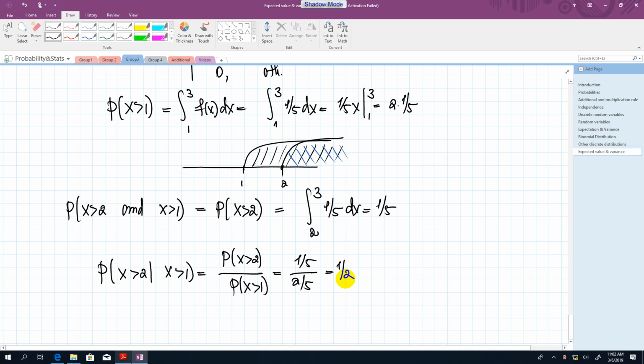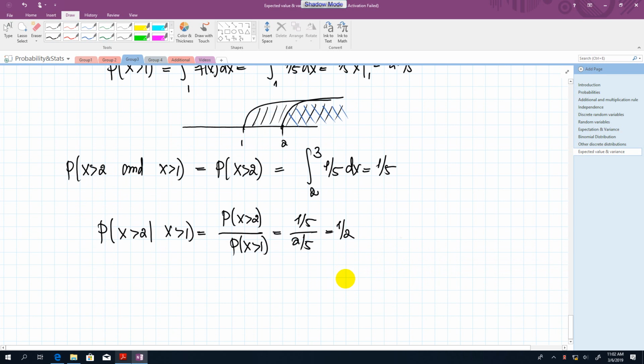So this is the conditional probability from a different perspective.